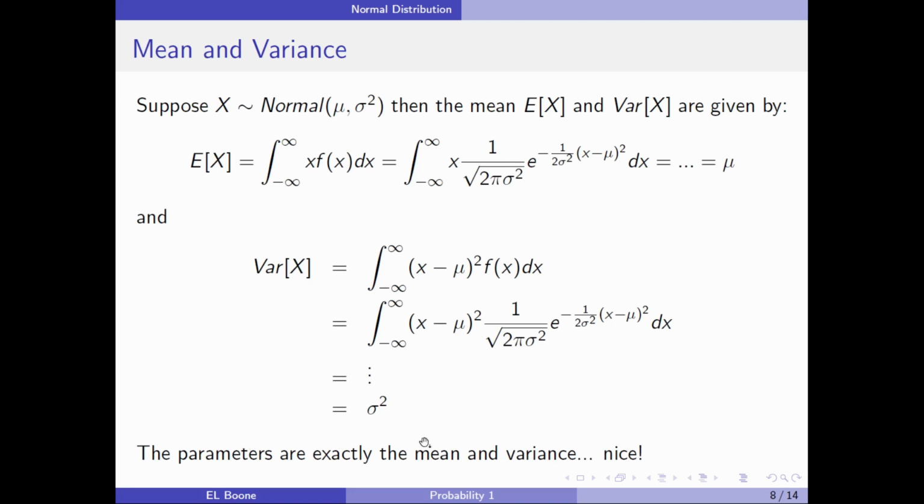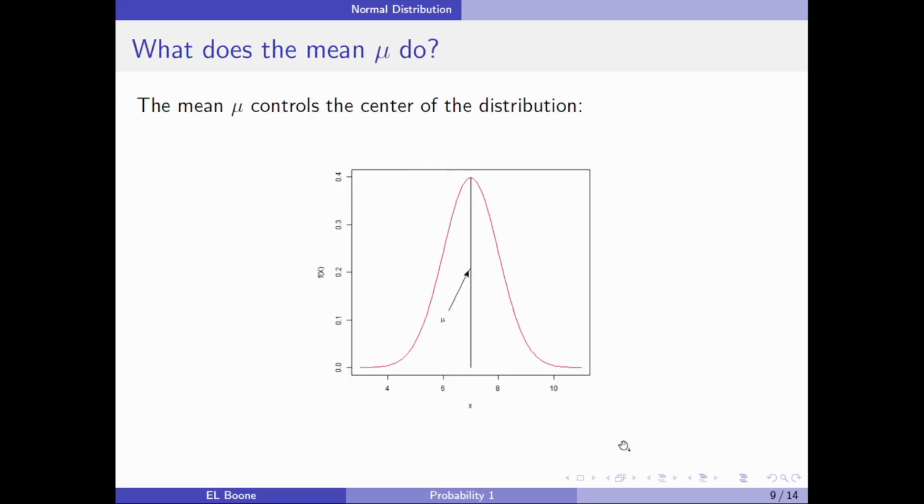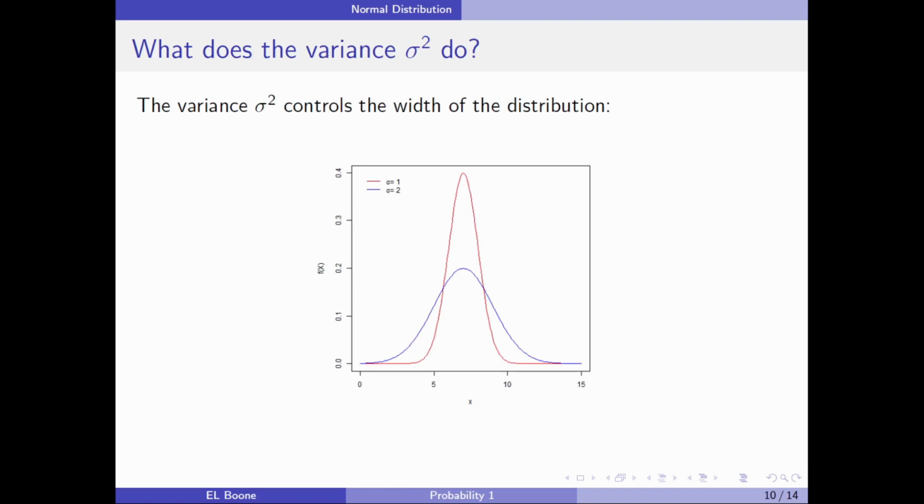So the parameters are exactly the mean and the variance, and this makes our life very nice. So what does the mean do, or what does mu do? It controls the center of the distribution, which happens to be the highest point. Here's mu. I've drawn a line here just so you can see that it is the mean.